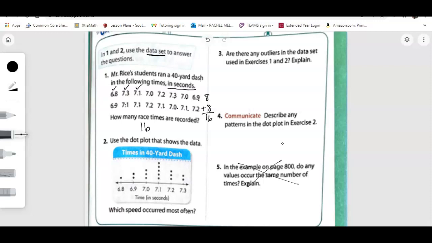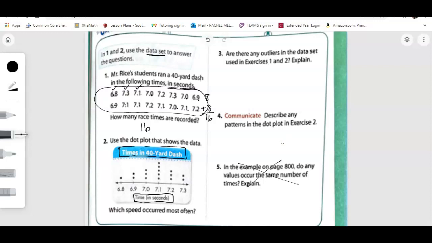It says use the dot plot that shows the data. So they're taking all of these numbers, and instead of being in this jumbled up order that doesn't make any sense because they're all out of order, we're putting them into order down here. So I see that my title says times in 40-yard dash. And I see that the label is times in seconds.